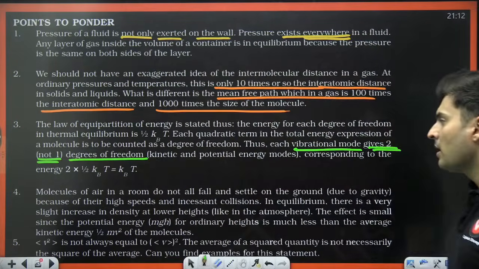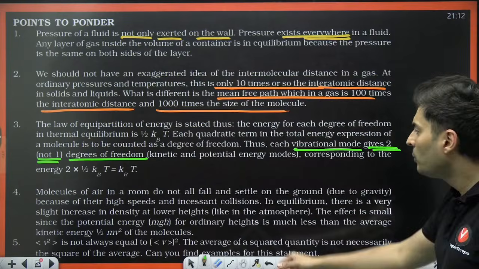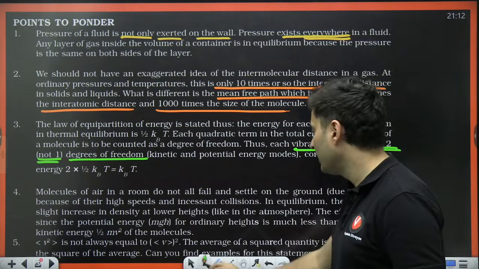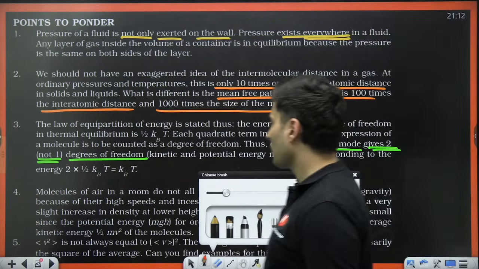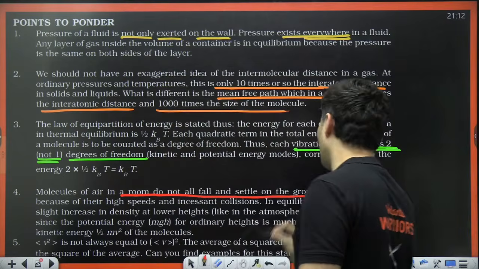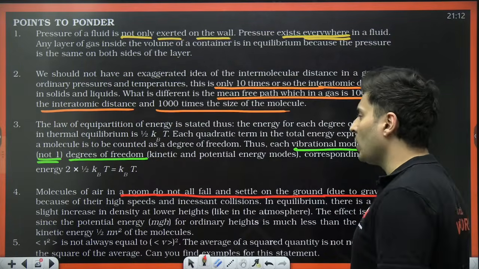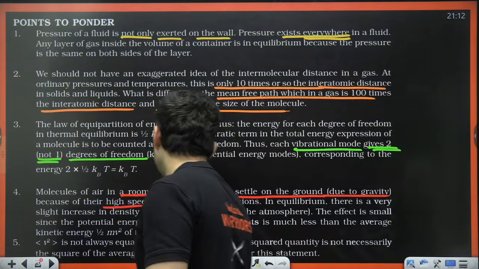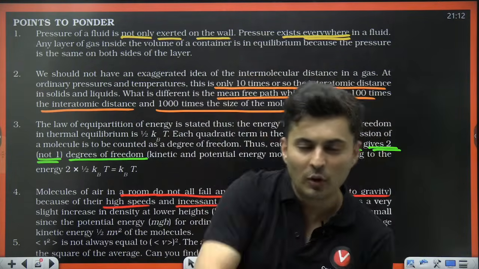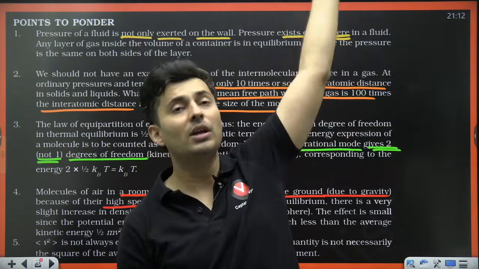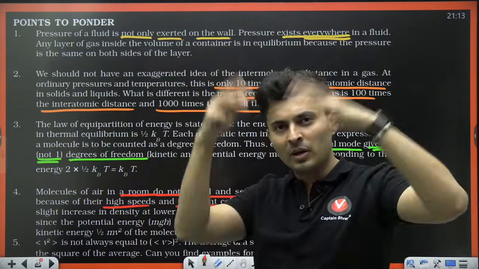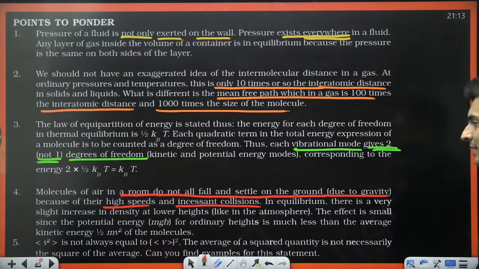Keep that in mind. Molecules of air in a room do not fall and settle down because of collisions. That is very, very important. Why they don't fall down? Molecules of air in a room, they do not fall and settle on the ground. That is due to gravity, because of their high speeds and their collisions. So because they are colliding, even if a molecule tries to fall down, tuck, it will get collided and it will be shot up. Again, by the time it loses energy and falls, again some molecule will collide with it and it will shoot it up. That's the reason for that.